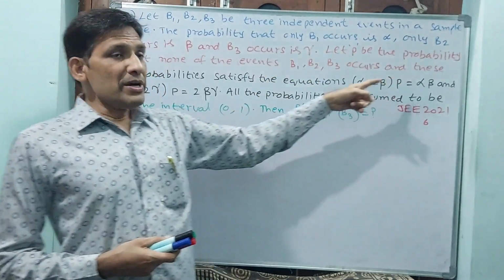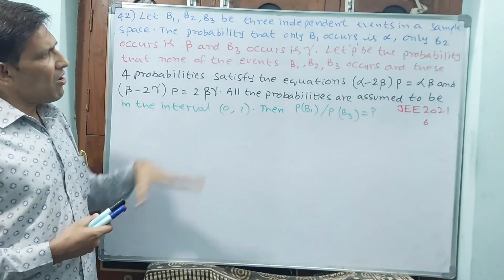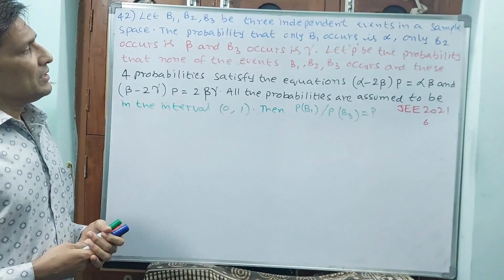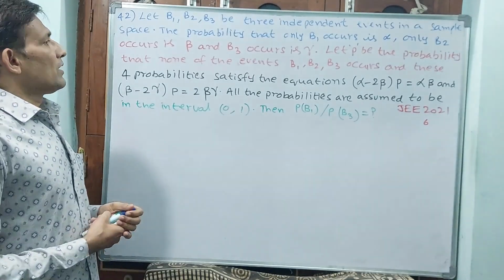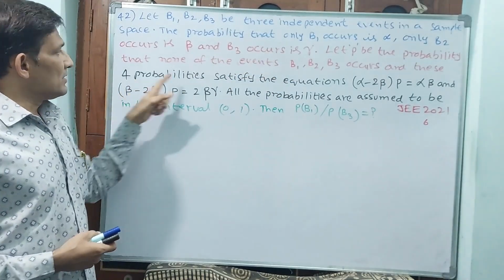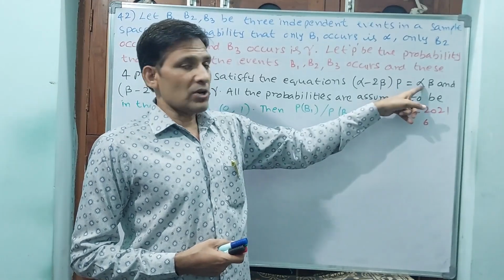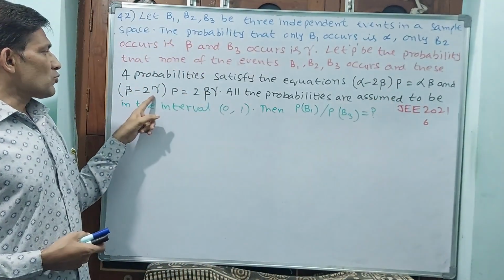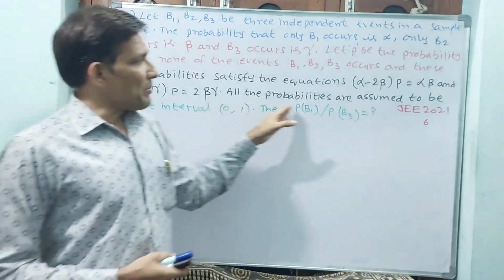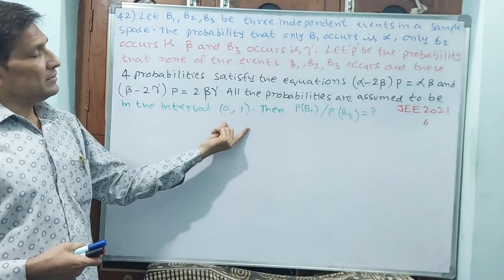Let P be the probability that none of the events B1, B2, B3 occurs. That is also there. All not occurring, you have to take and multiply. That is called P. These four probabilities, alpha, beta, gamma and P, satisfy the equations: alpha minus 2 beta, into P, is equal to alpha beta, and beta minus 2 gamma, whole into P, is equal to 2 beta gamma. All the probabilities are assumed to be in the open interval 0 to 1.